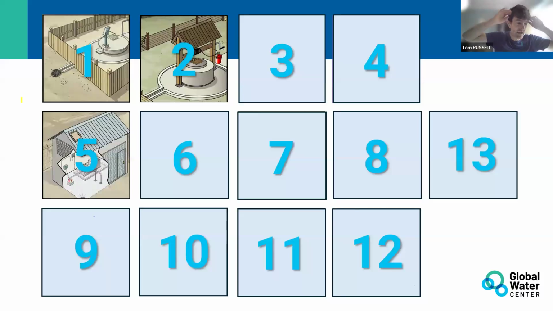Can anyone else think of any other key water supply infrastructure for which WHO does have a standard template? A protected spring. Thank you, Celio. Let's see where that is. I think that is number three. Is that right, Bettina? Yes, it is. Thank you.